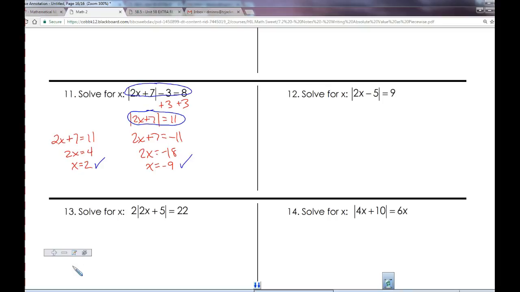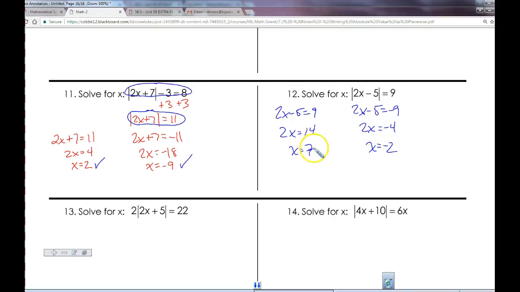12, you should have done, it should look like this. It's already isolated, so we do 2x minus 5 equals 9, and 2x minus 5 equals negative 9. Add 5 to both sides, 2x equals 14. Divide by 2, x equals 7. We'll check in a moment. On this side, add 5 to both sides, 2x equals negative 4. Divide both sides by 2, x equals negative 2.